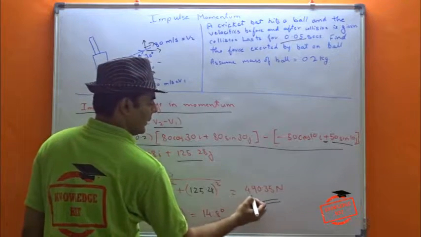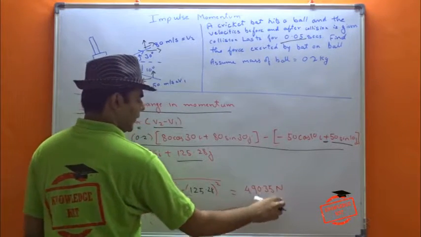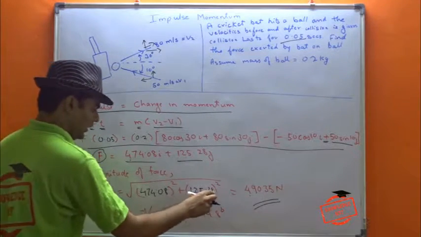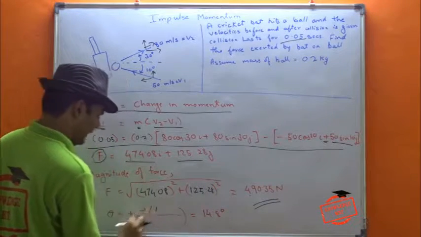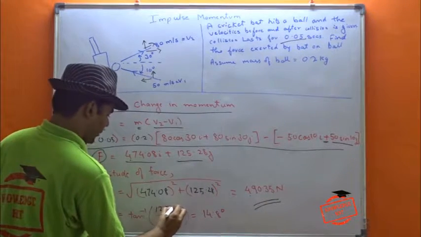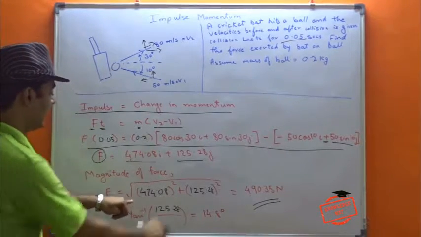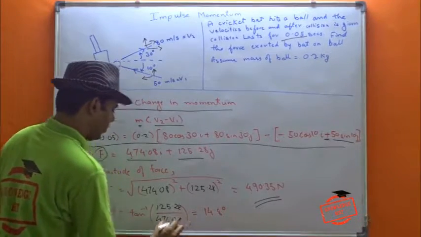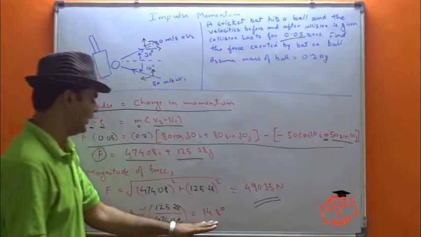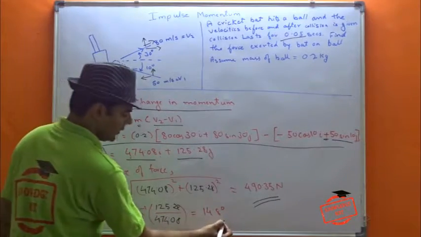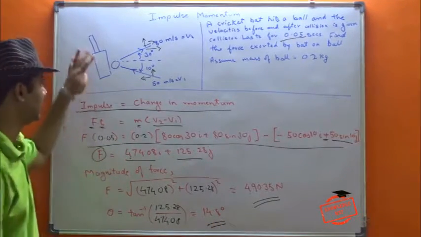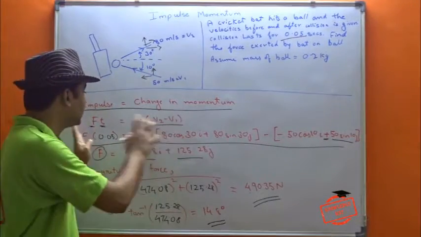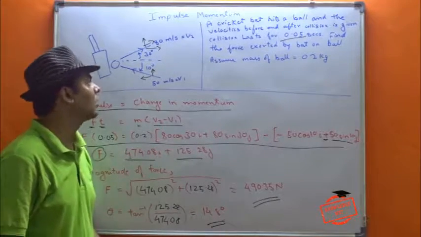So we get our magnitude of the force as 490.35 newtons, and the angle is given by tan inverse of the j component, 125.28, divided by the i component, 474.08. When we solve this in our calculator, we get theta as 14.08 degrees. So this is an entire sum that covers the impulse and change in momentum and the conservation of momentum part of this syllabus.